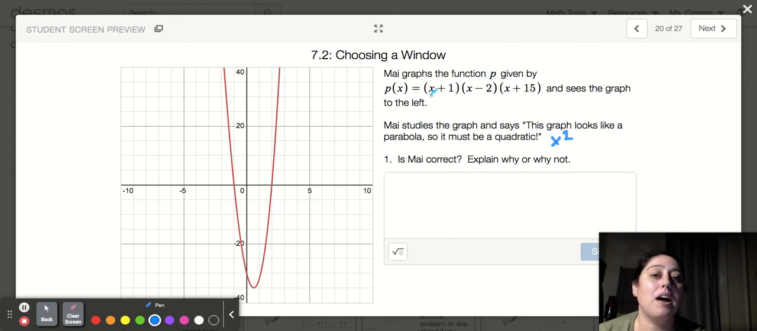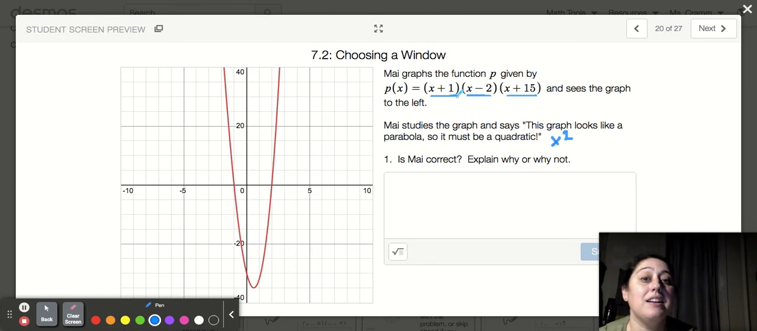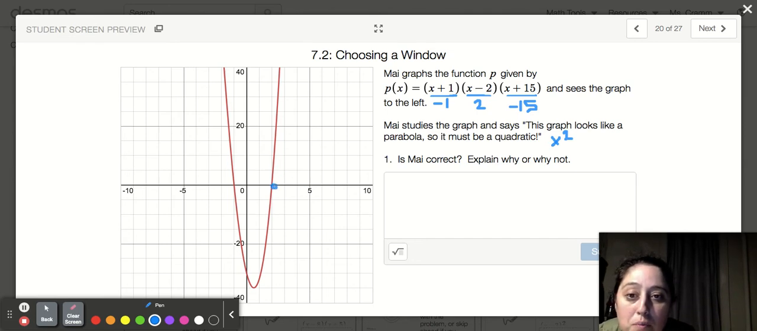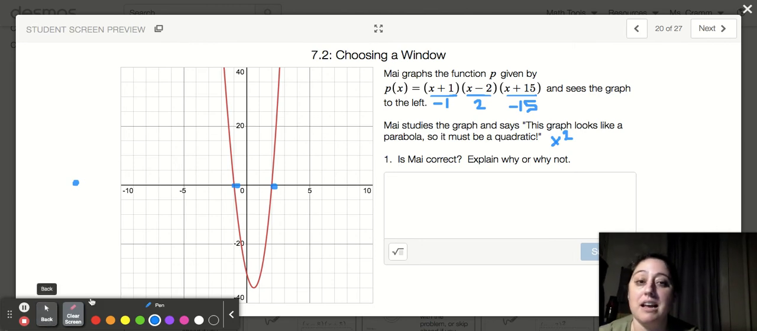All right, so I look, it has 1, 2, 3 factors, and the x-intercepts would be at -1, at +2, and at -15. Okay, so when I look at this, I see the +2, I see the -1, but what is missing? Hopefully you can see that -15 is not there. It would be somewhere over here, right? If it were part of the graph. All right, so let's see what the next slide has for us.